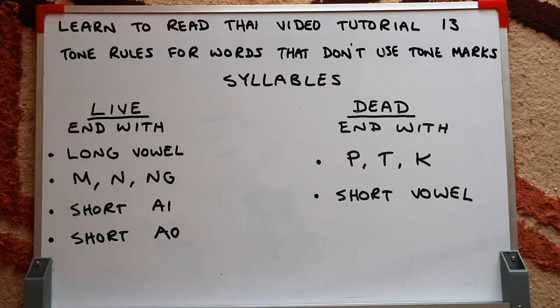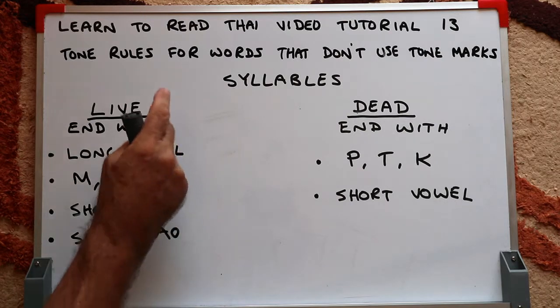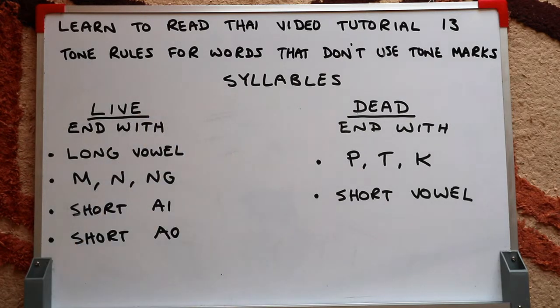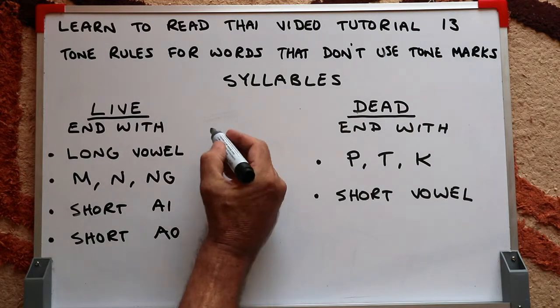Let's start off with syllables and trying to ascertain whether a syllable is live or dead. I don't have my Thai assistant with me at the moment, so unfortunately you have to put up with my bad Thai pronunciation. Here are the rules for live and dead syllables, but the way I do it is to test whether I can continue voicing a syllable or not. If I can, it's live. If I can't, it's dead. And probably the best way to illustrate this is by example.